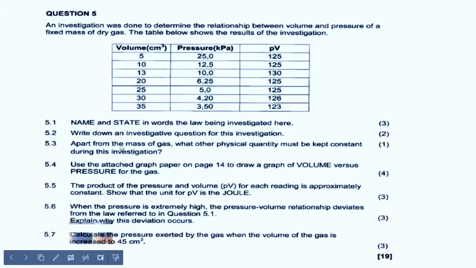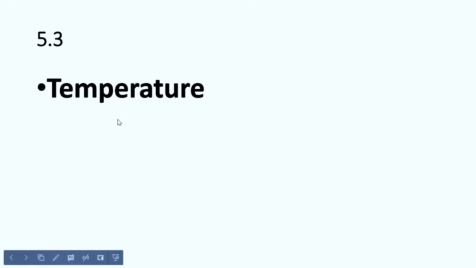Then 5.3 says, apart from the mass of gas, what other physical quantity must be kept constant during this investigation? So from the definition, we got it that the one that must be kept constant is obviously temperature.